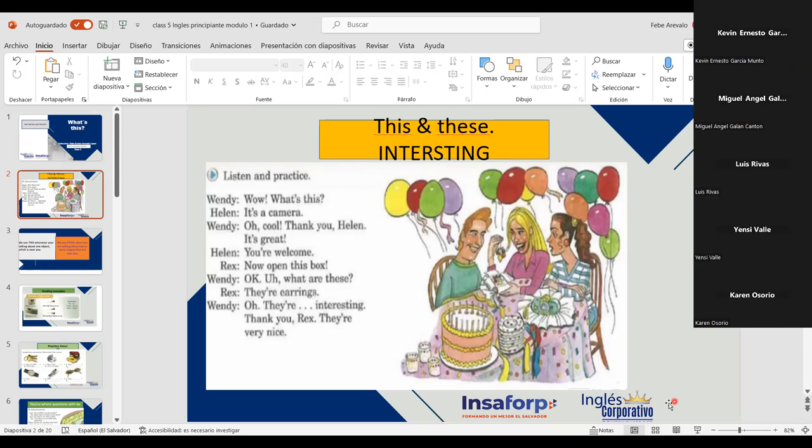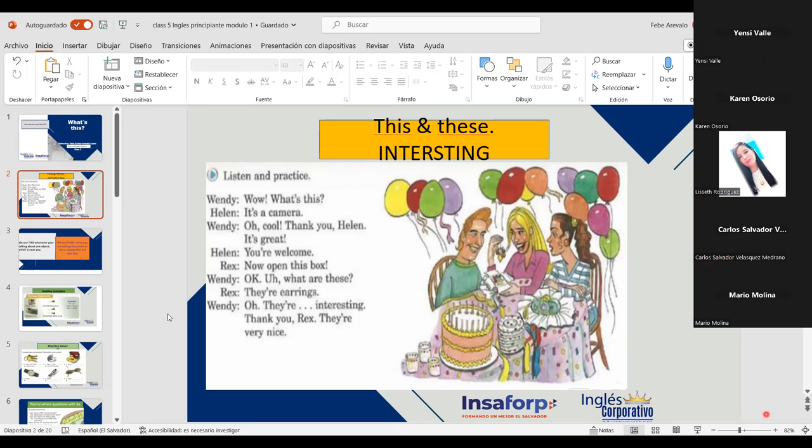Now, let's go with the next one. Luis Rivas, you are Wendy. Let me check. Mario Molina, you are Helen. And Jen Sivaye, you are Rex. Action.